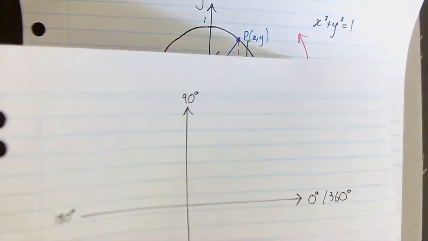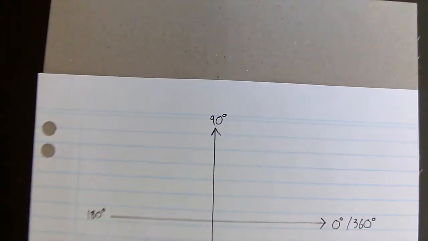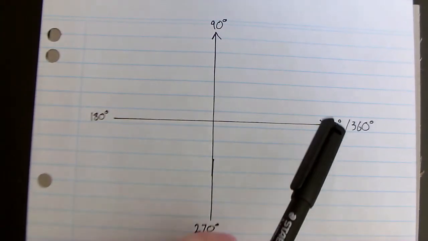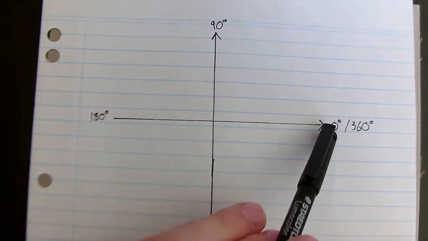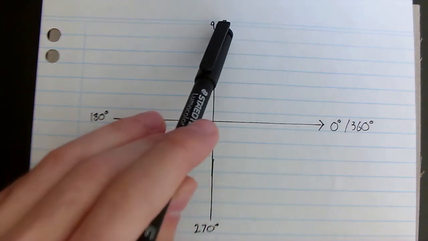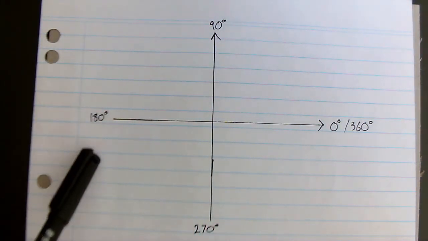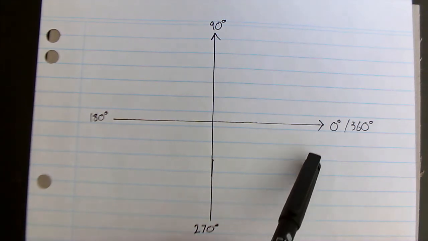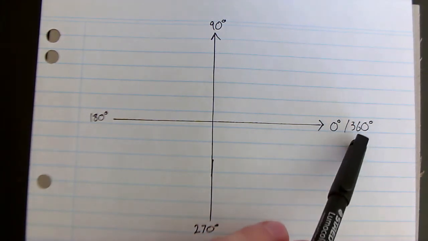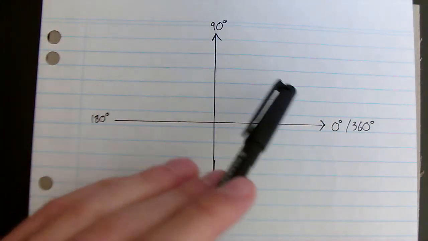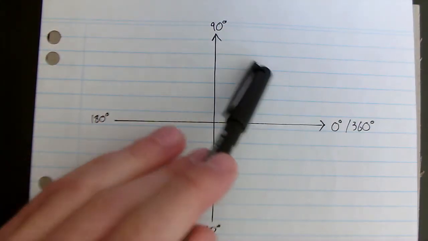Okay, so if we're looking here, what we have is we start at 0 degrees and we go up to 90 degrees, then around to 180, to 270, back up to 0 or 360 degrees. Okay, so in the first quadrant, it's between 0 and 90 degrees.